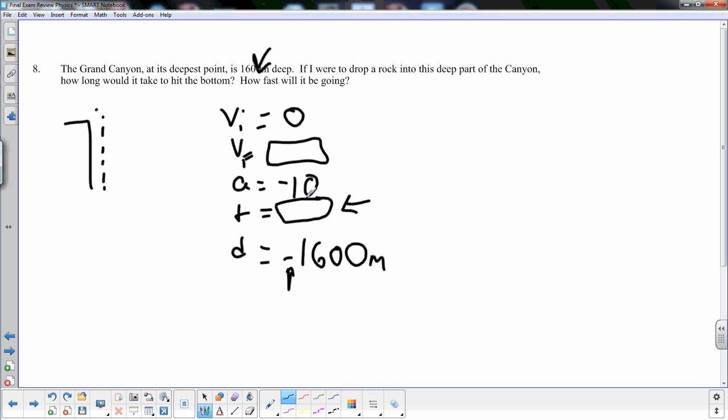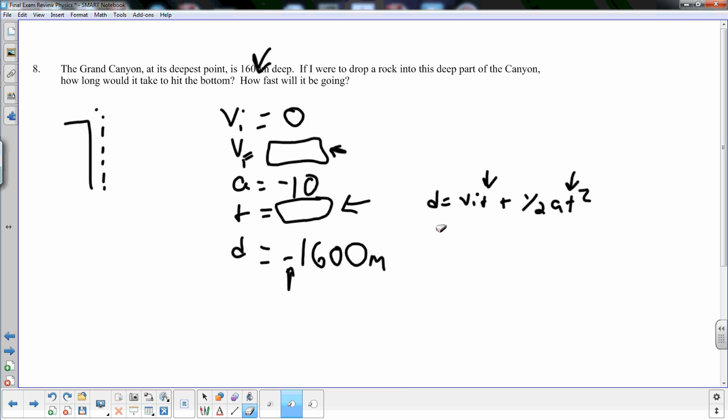d equals VIT plus 1/2 AT squared. I don't know that t and I don't know that t. And because one's t and t squared and we have an addition sign in the middle, we're going to have to use the quadratic formula. Not that that's hard, but there is an easier way to do it. And that easier way to do it is to solve the final velocity first.